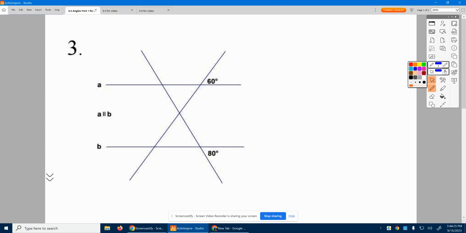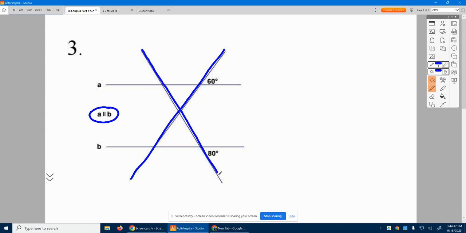Number 3. Key is it says they're parallel. We have parallel lines. We have this transversal cutting them, right? And then you have this other transversal cutting them. So as we talk about, that's going to create a lot of angles that we can slide down that transversal.